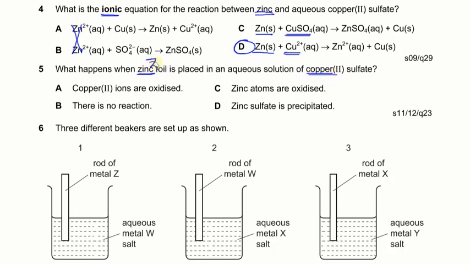So if you have zinc, in the previous equation we have just seen this, that zinc converts the copper ions to copper atoms. So copper ions are reduced: copper ions actually gain electrons, and when they gain electrons, they are reduced. There is no reaction, that's wrong. Reaction takes place. Zinc atoms are oxidized. Yes, this happens because zinc atoms change into zinc ions.